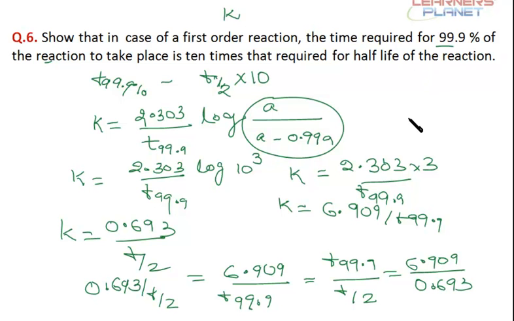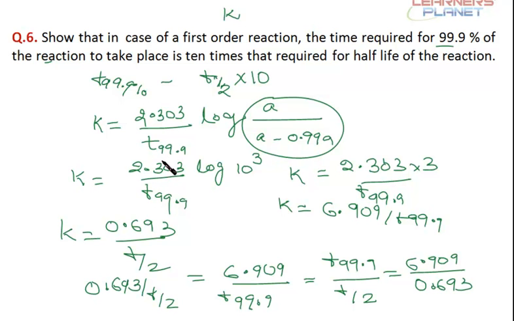See students, it can be 75% or it can be 50% also. I can say that the time required for 75% of the reaction to take place is 2 times that required for T half. That we can also prove like this. And remember, these are just tricky questions. These are the easy ones, I suppose. You can do them easily.